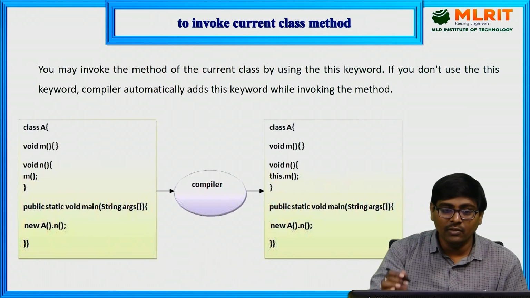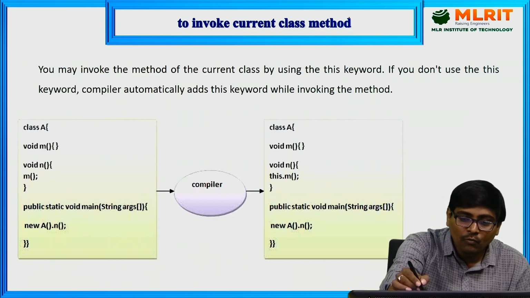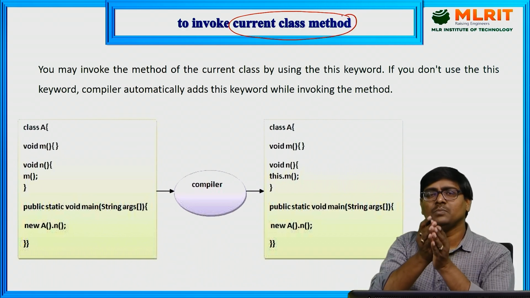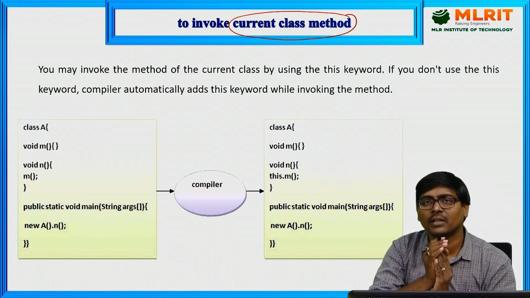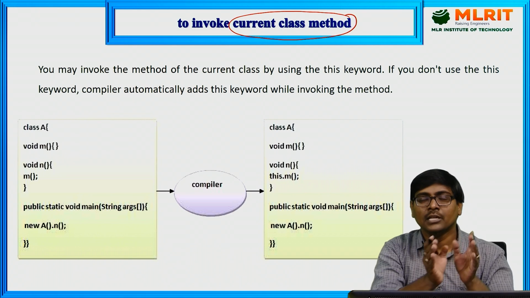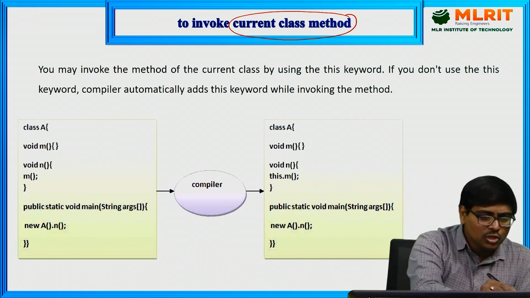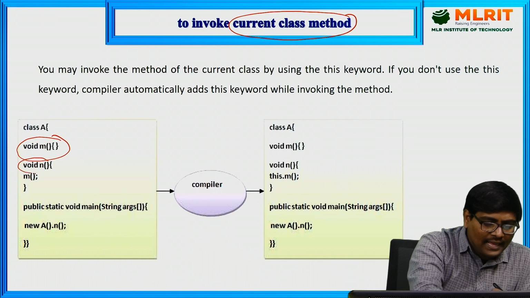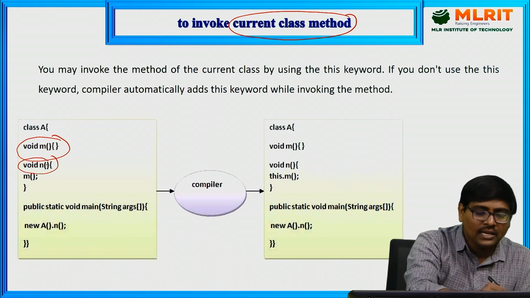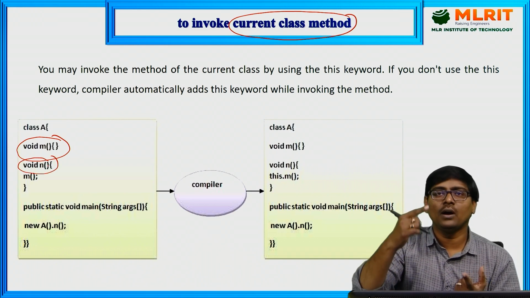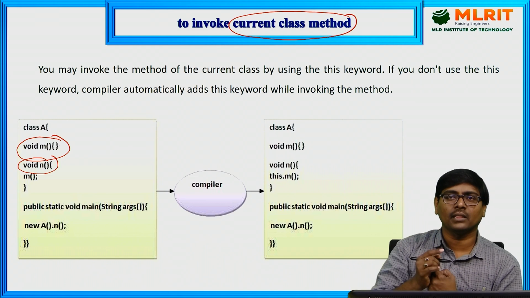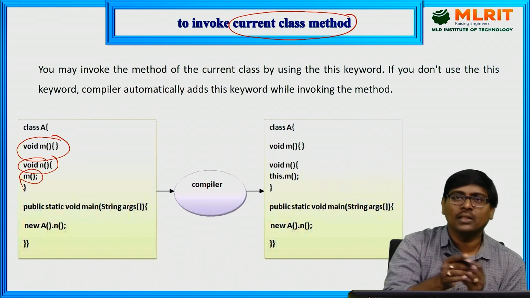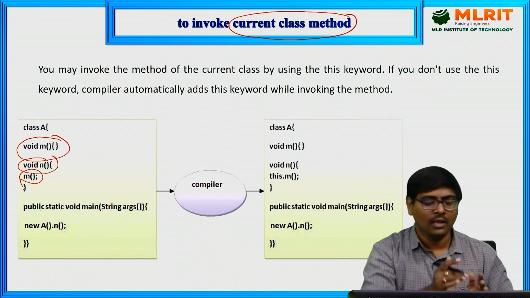The second use is to invoke the current class method. What is meant by the current class method? A simple example: assume I have class A, and you have some method M, and a method N. Inside the method N, you are trying to call another method. Does it work properly or not?